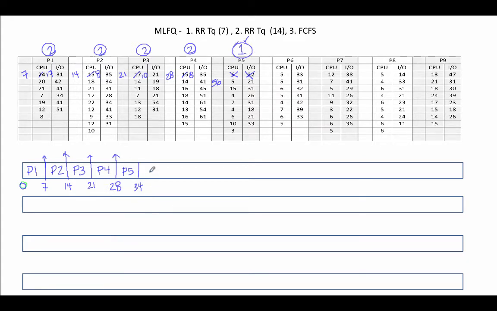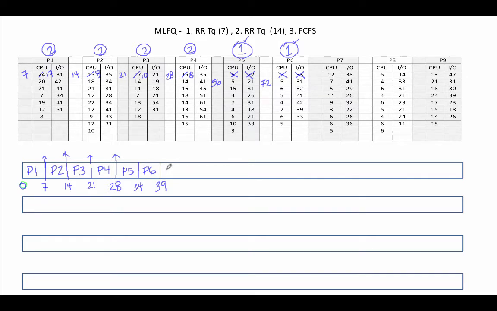Now we have P6. P6 has a CPU burst of 5 time units. So P6 will go on the CPU until time 39. And then we'll go out to I/O for 33 time units. So we'll come back at time 72. And P6 will also remain a level 1 process.